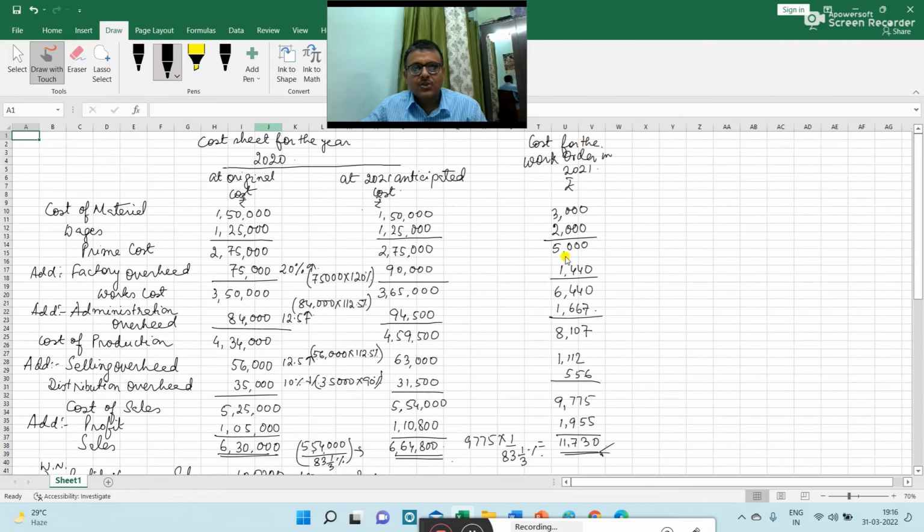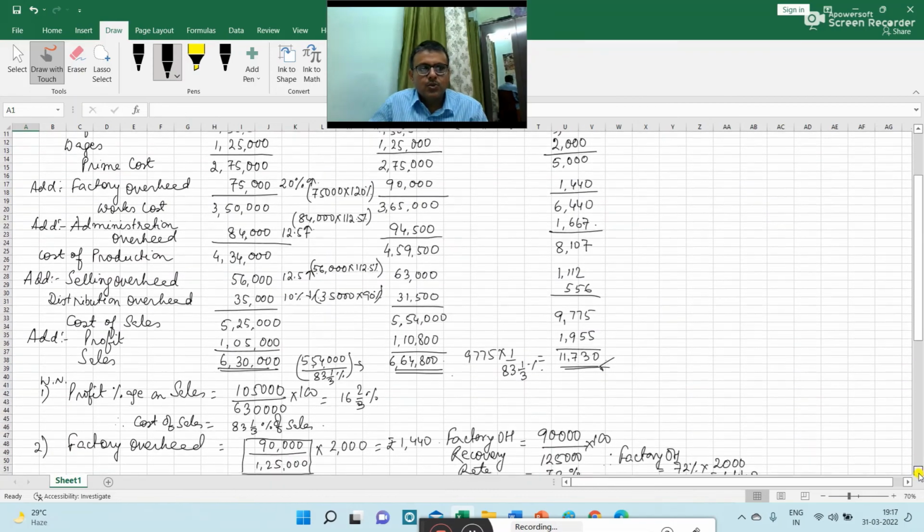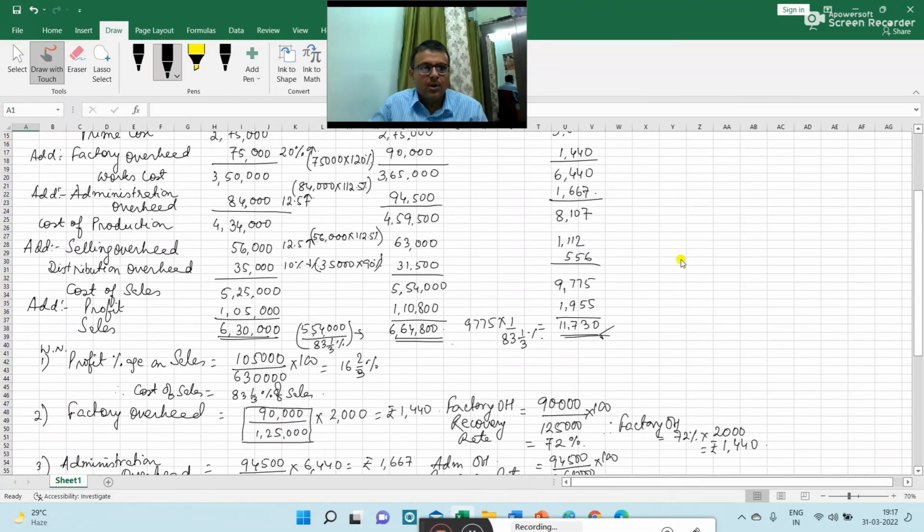And in the last column, I have shown you the cost for the work order of 2021. So the cost of material, then wages is given as 3,000 and 2,000 for the work order. So I have calculated the prime cost. Then the factory overhead. What is the estimated factory overhead? I have calculated in the working note. Either of these two processes you can follow. So factory overhead is 1,440.